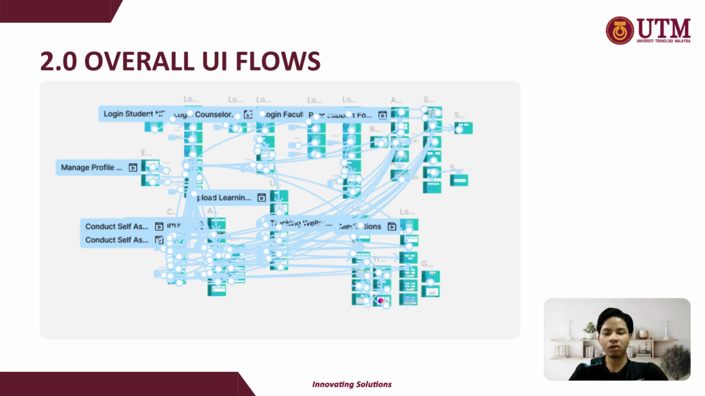Here are the overall UI flows of our system. This flow explains from the login to the main page, and then to access all the features available in our system, and lastly to the logout. This flow follows the use case diagram, which is UC001 until UC009.